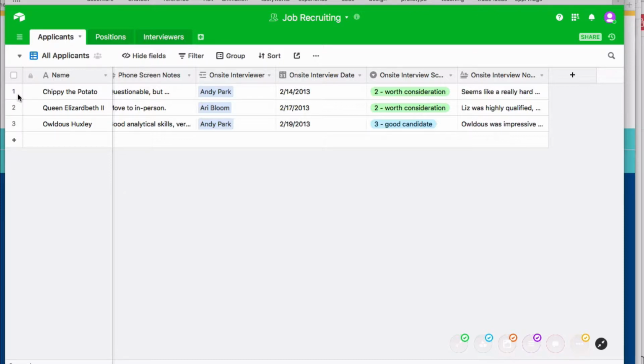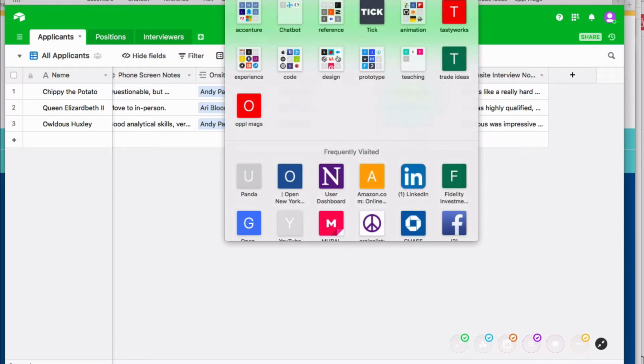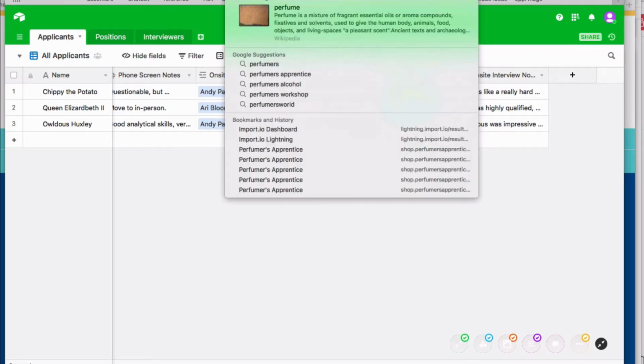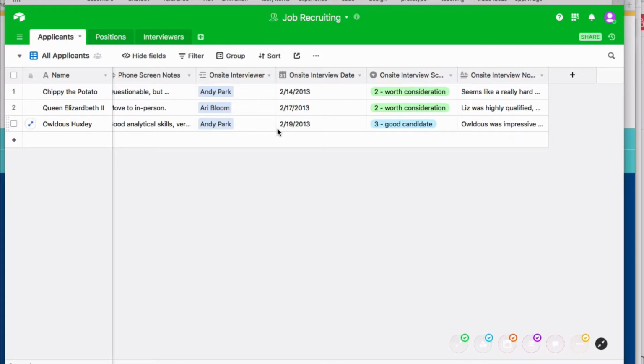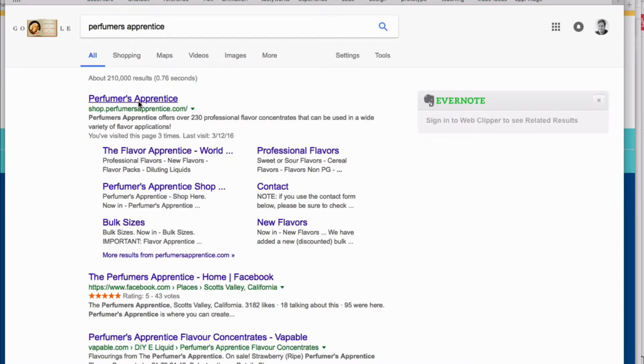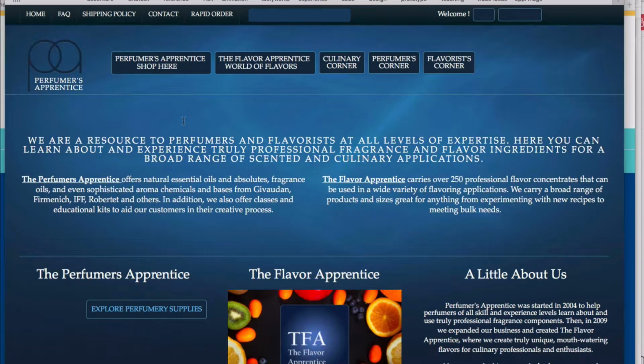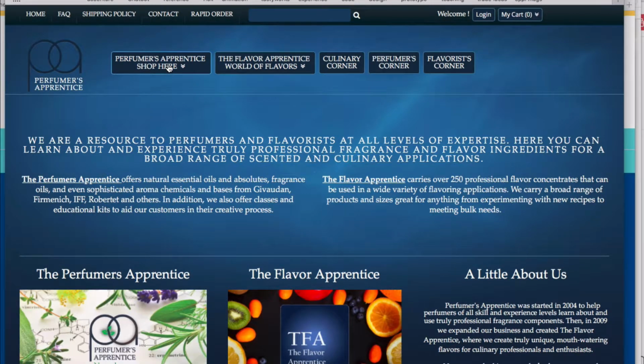That being said, there's also the ability to go to a site, as in my example. I talk a lot about perfume. So here's a website, and I use a particular program to scrape this data, called import.io. There are some instructions on how to use that.